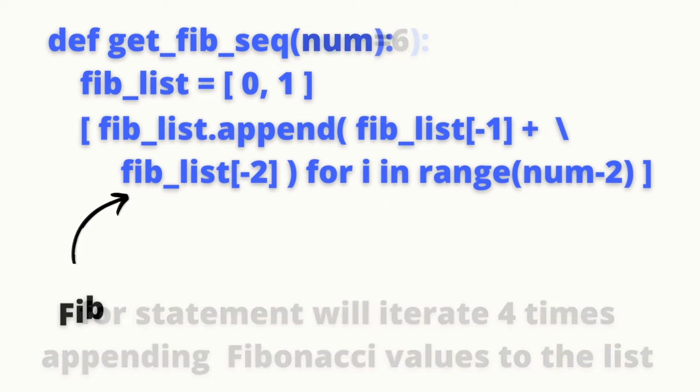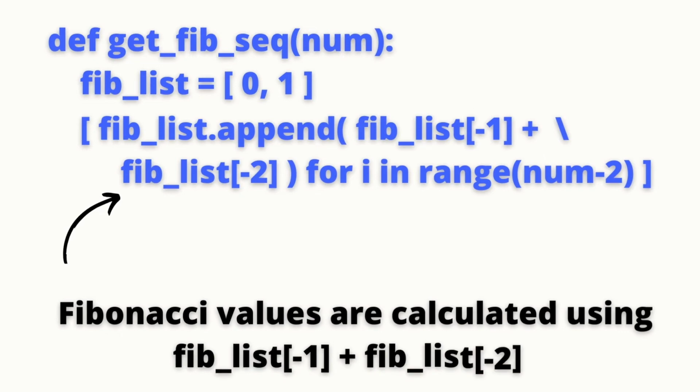the Fibonacci sequence. The Fibonacci values are calculated by adding fiblist[-1] to fiblist[-2]. These are, for our current list of Fibonacci numbers, the last value and the value preceding the last value. So we're adding Fibonacci values to our list and then moving a window through the list.